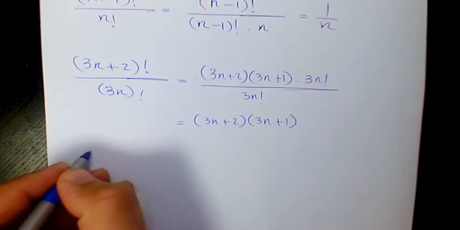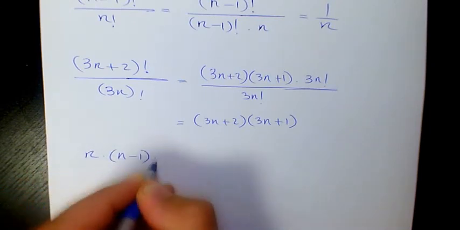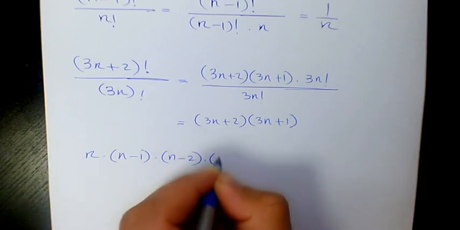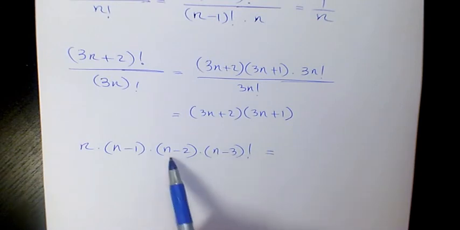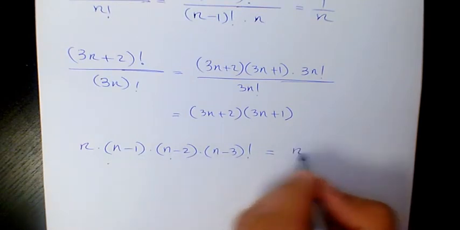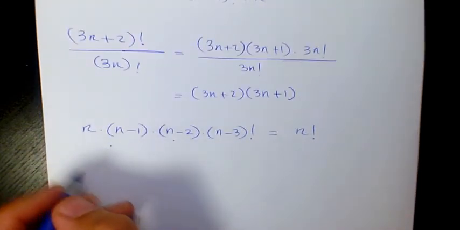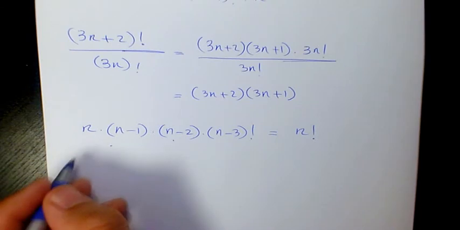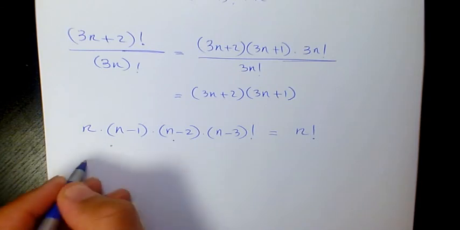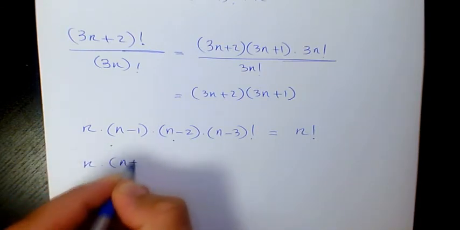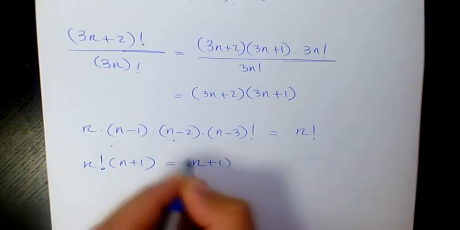Next question, how do you simplify n times n minus 1 times n minus 2 times n minus 3 factorial? In that case you're going to say that's n minus 3 factorial times n minus 2 times n minus 1 times n. That's going to give me n factorial. And what if we have n factorial times n plus 1? That's going to give me n plus 1 factorial.